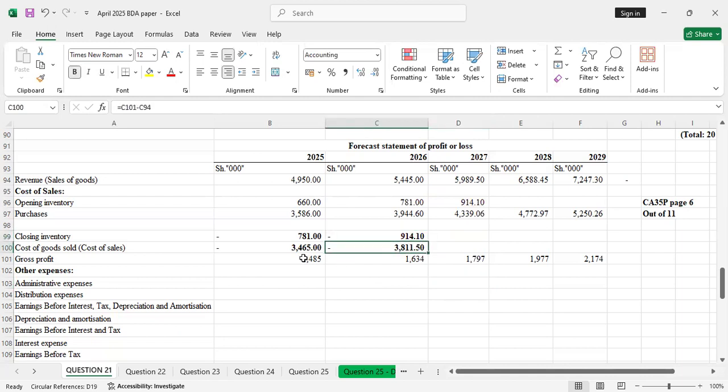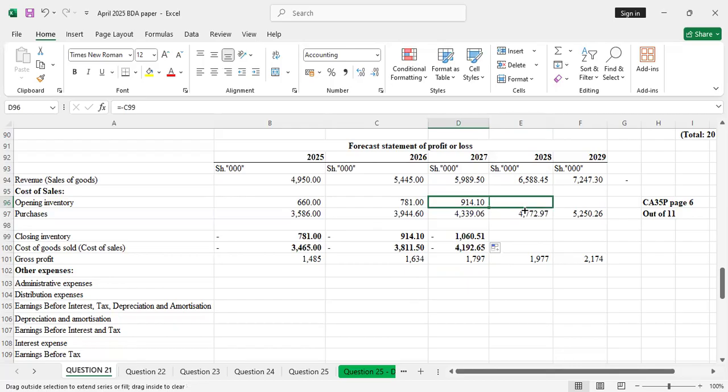So I'll start with this because this was the first formula. I'll drag this to give me that value, correct? Then I'll also drag that. You can see the closing inventory keeps on increasing. I'll do the same here for the opening inventory for 2027. I'll drag this, and you see it's giving me 10.